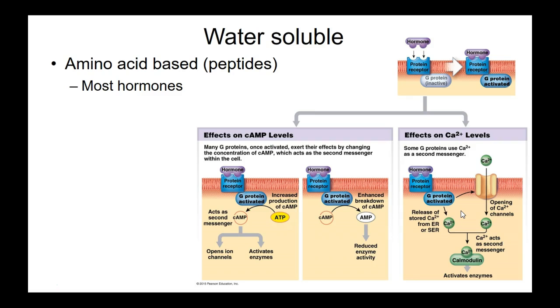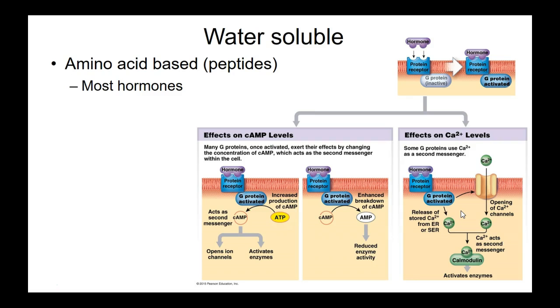So what was the first messenger here? What was the first messenger? What bound to the receptor? The hormone. Hormone's the first messenger. Second messenger is within the cell. Right? So here's outside the cell, here's inside the cell. A lot of times, that second messenger amplifies the signal. Okay? And so here, cyclic AMP is just one example of a second messenger. We can also get calcium as a second messenger.